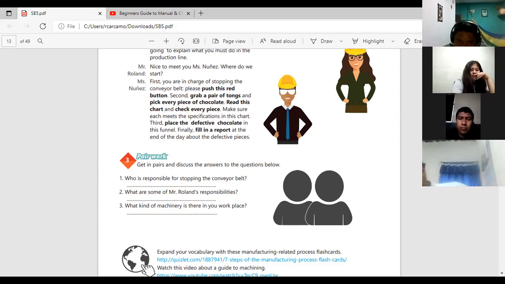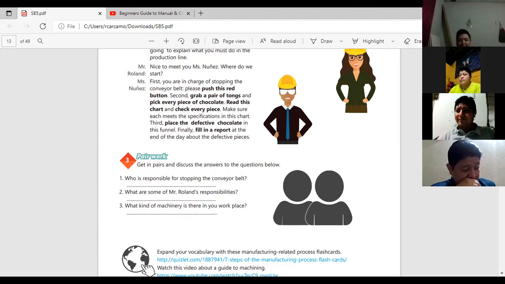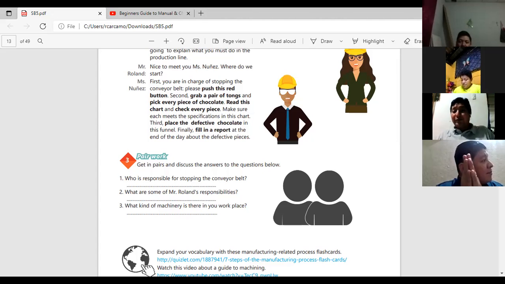But what about number three? What kind of machinery is there in your workplace? Let me see. Carlos Antonio, what kind of machine or machinery is there in your workplace? In my office, office equipment: computer, telephone, printer. Computer, conveyor belt. Oh, nice.